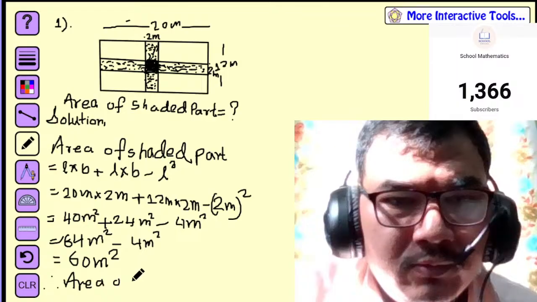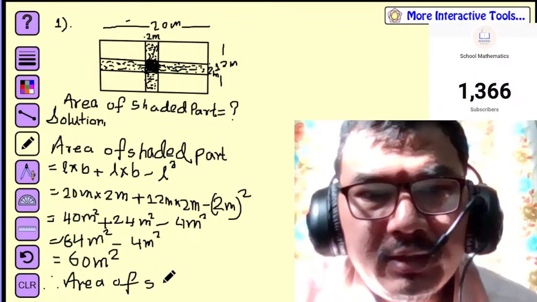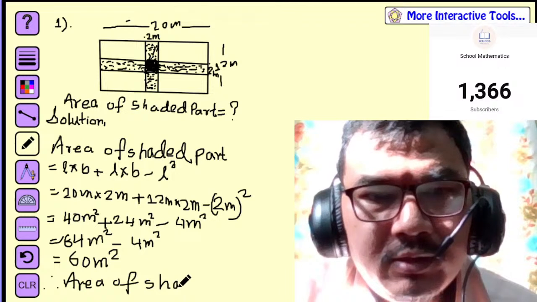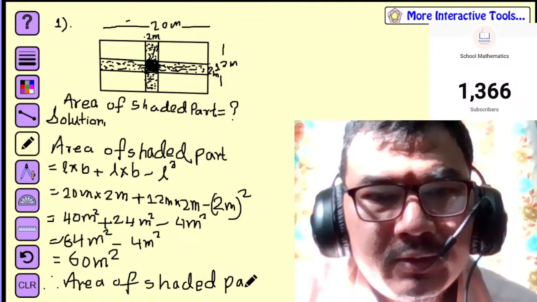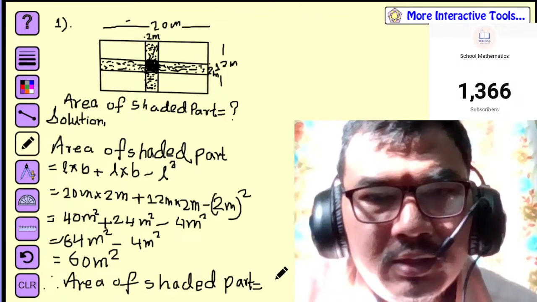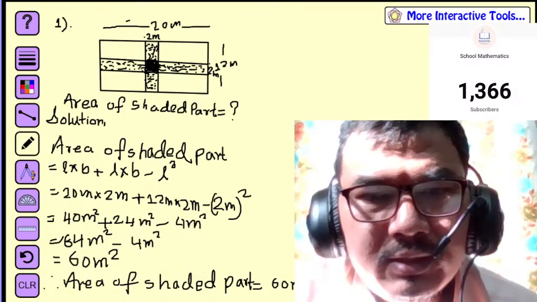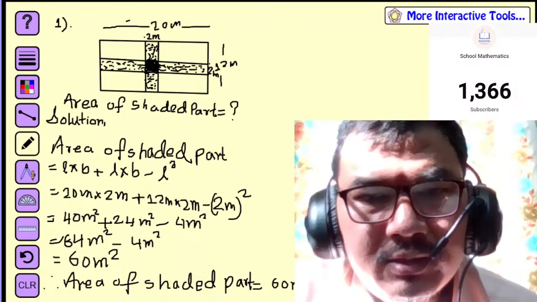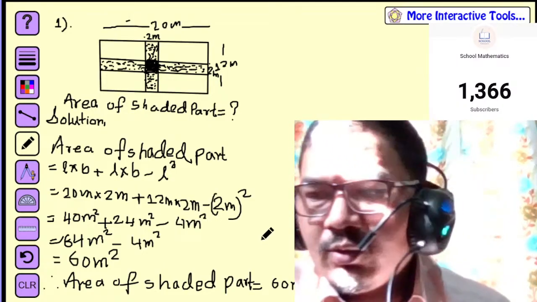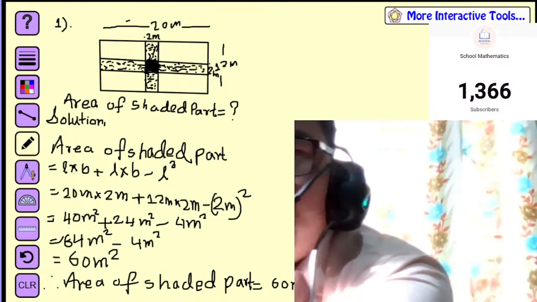Like this we find it, therefore the area of the shaded region, or area of the shaded part or portion, is 60 meter square. Okay children, this is the area of this shaded part. This is the answer. Like this we find the area of this shaded part.